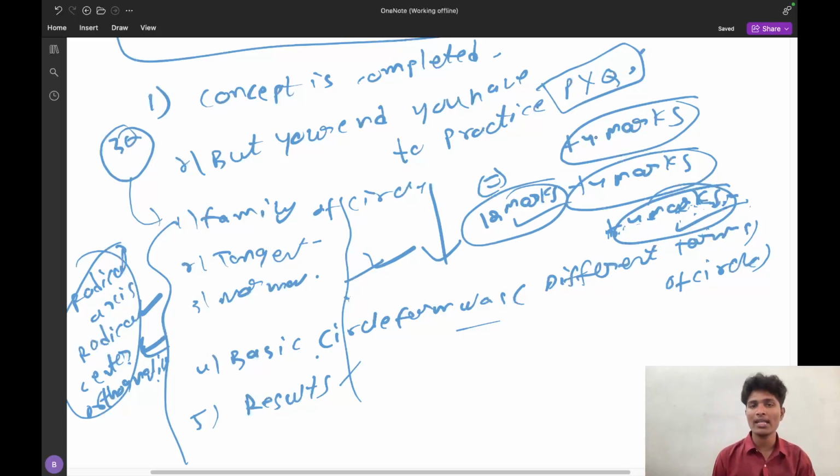So if you want to study, you have to study from straight lines and pair of straight lines, and next complete the circles and parabola, ellipse, and hyperbola. The order should be like this. And after learning the concept from my videos, what you can do, you can just simply do the PYQ practice.